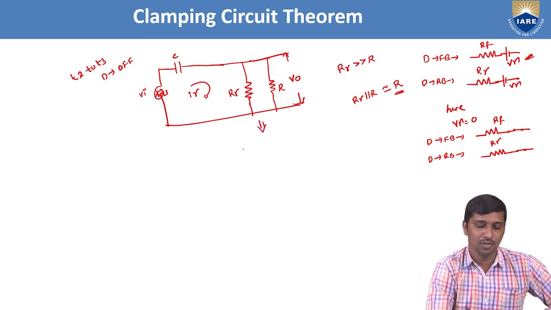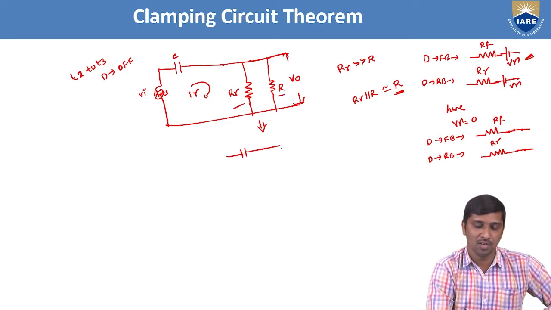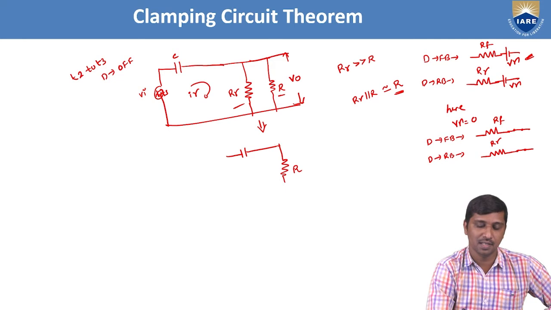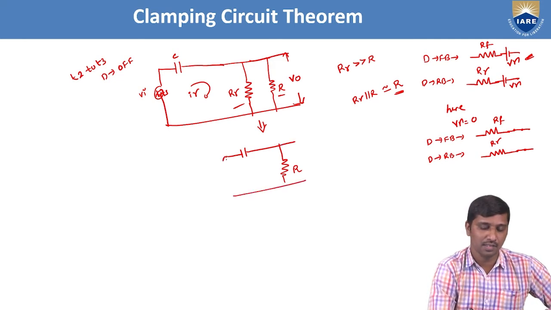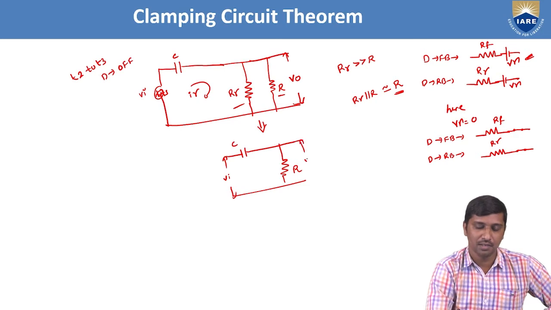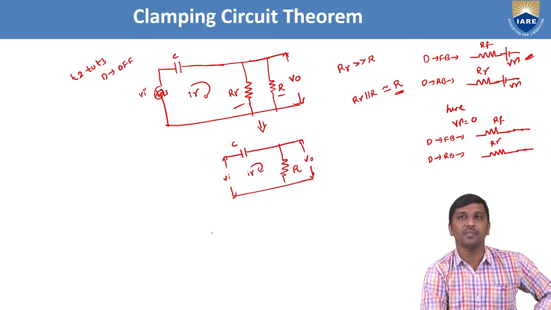Hence, I'm going to redraw this circuit. The parallel combination of RR and R gives an equivalent resistance equal to the minimum resistance, which is R. Here this is your input voltage and the capacitor, and we are going to find the V naught, and this current is IR.